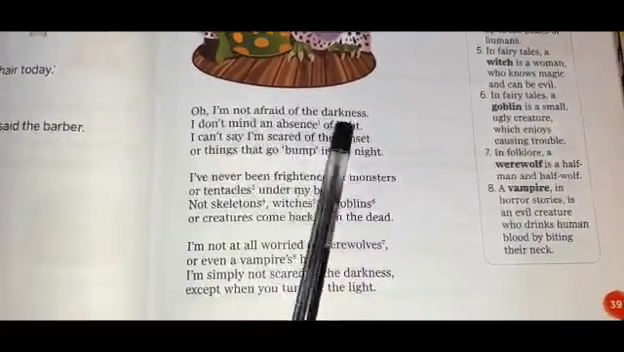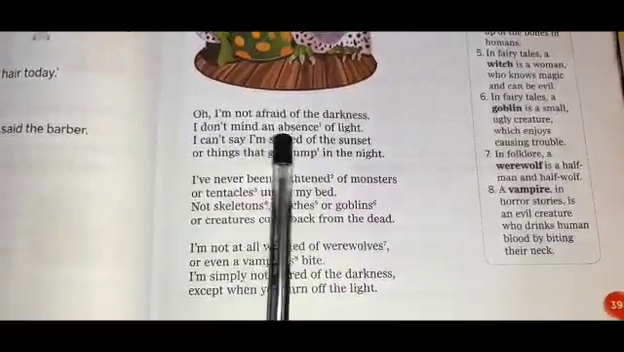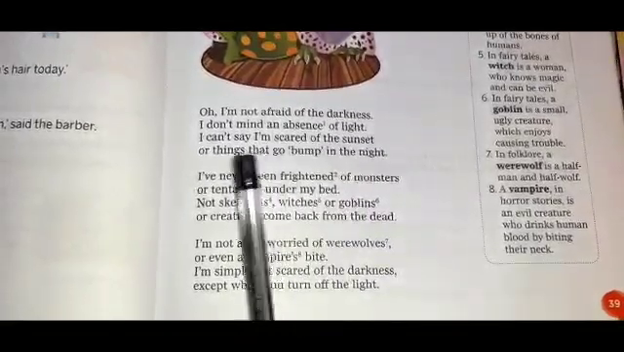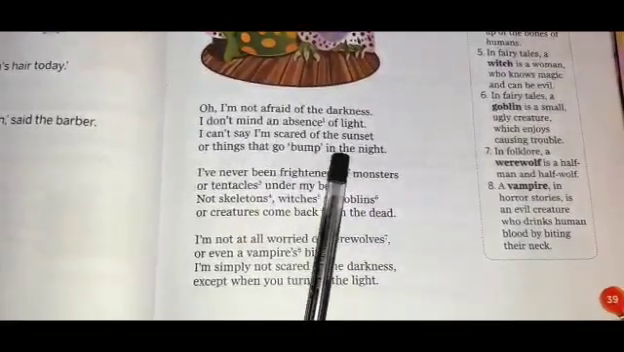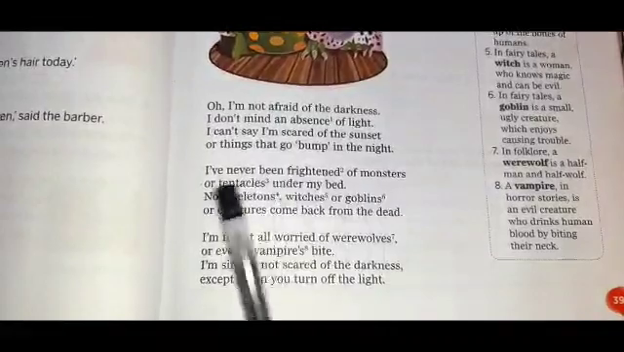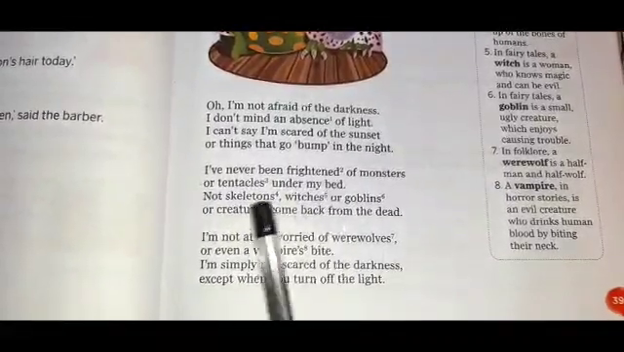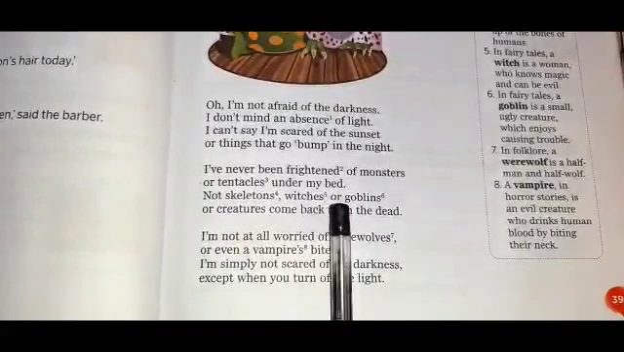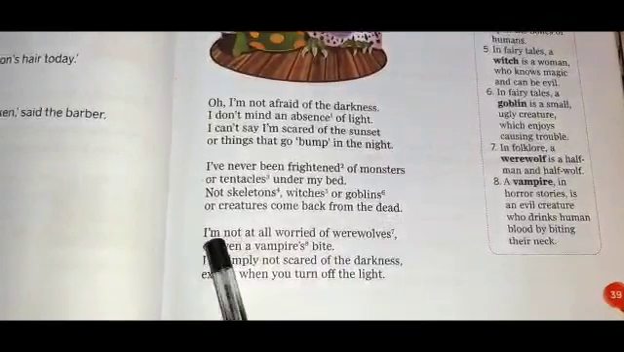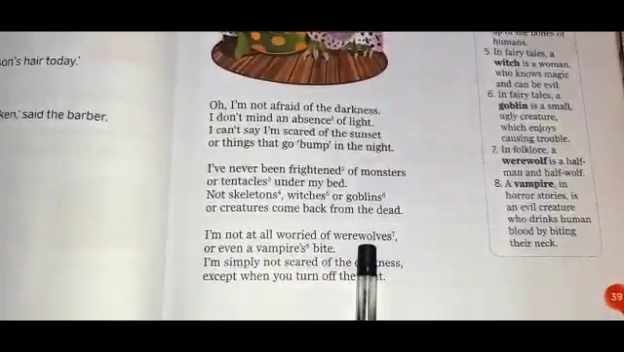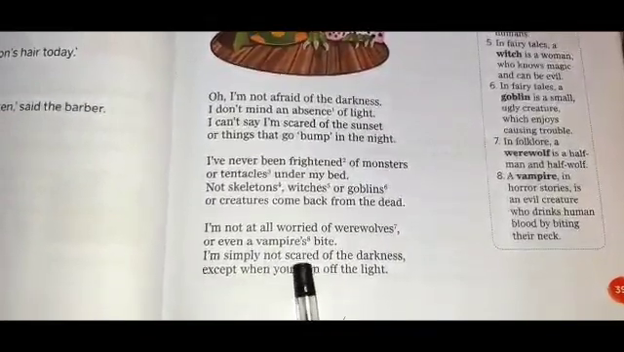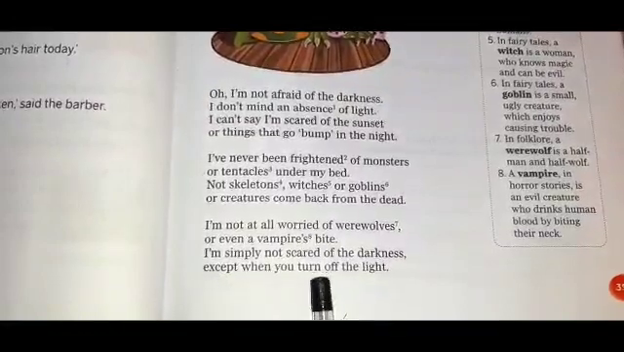Oh, I am not afraid of the darkness. I don't mind an absence of light. I can't say I'm scared of the sunset or things that go bump in the night. I've never been frightened of monsters or tentacles under my bed. Not skeletons, witches, or goblins or creatures come back from the dead. I'm not at all worried of werewolves or even a vampire's bite. I'm simply not scared of the darkness, except when you turn off the light.